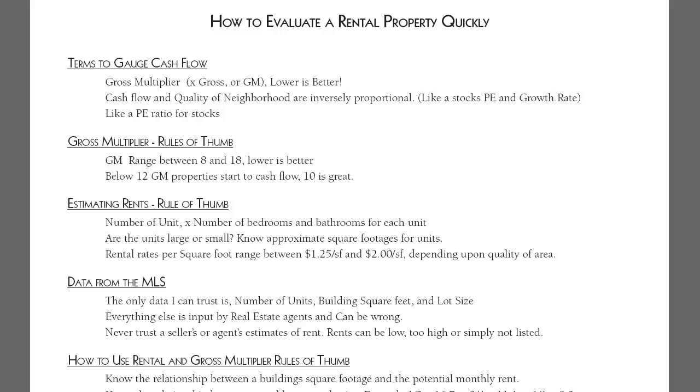Hi, this is John Dumke, and we're here today to look at how to evaluate a rental property quickly to determine whether it's got good cash flow or not.